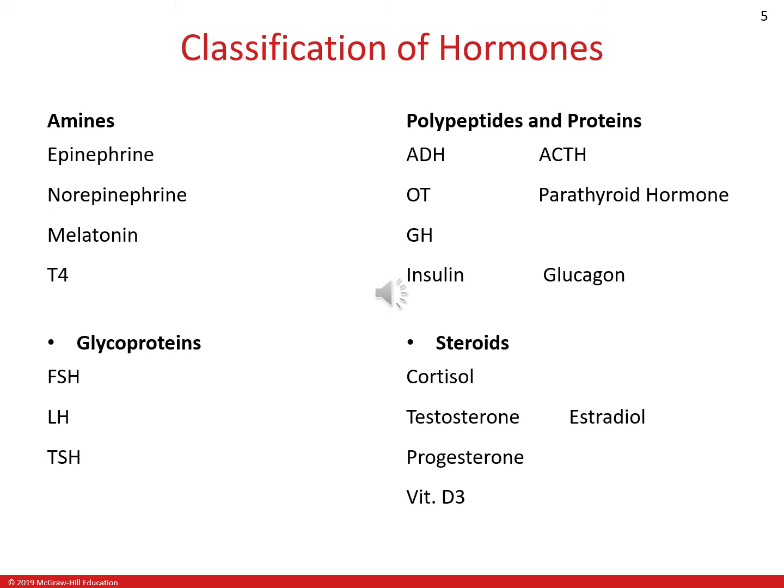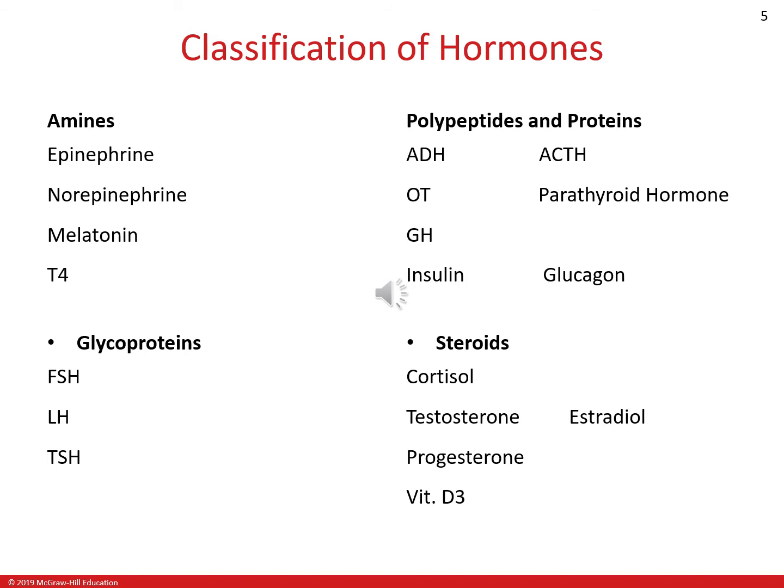Follicle-stimulating hormone and luteinizing hormone are produced in the anterior pituitary lobe, and the targets are the gonads, testes in males and ovaries in females. The TSH, thyroid stimulating hormone, is also produced by the anterior pituitary, and the target is the thyroid itself.